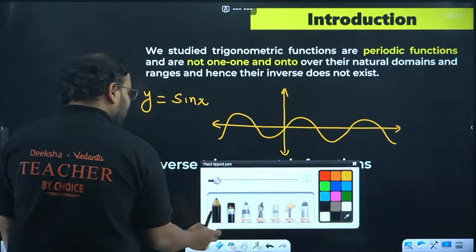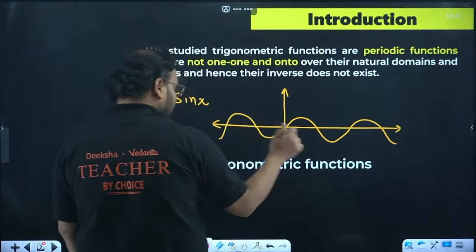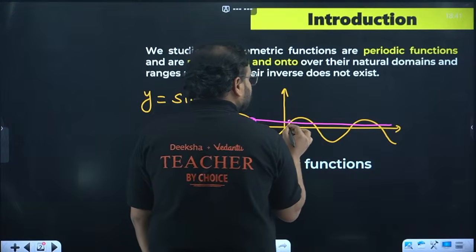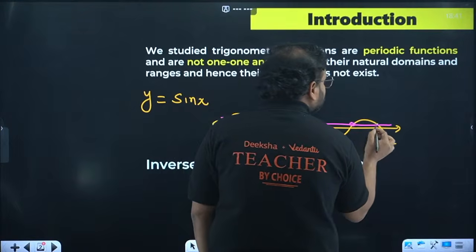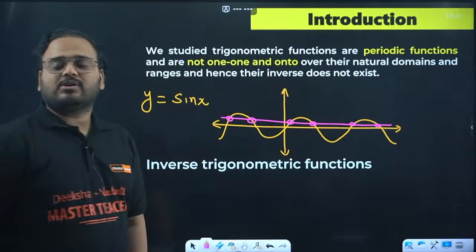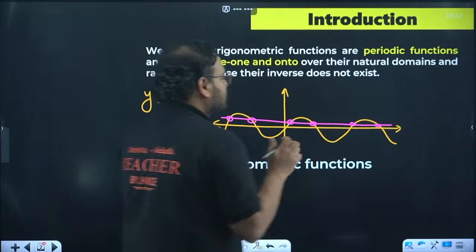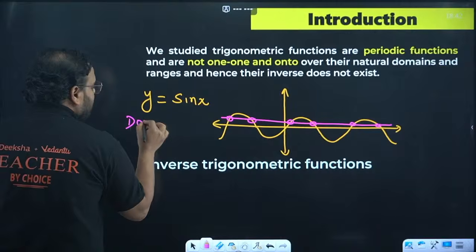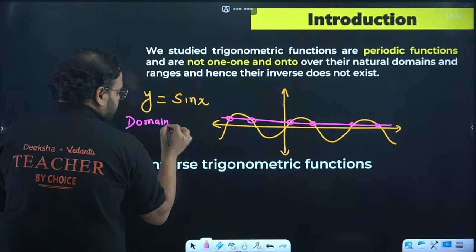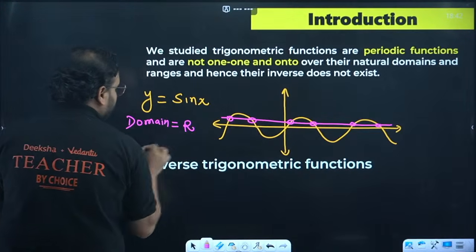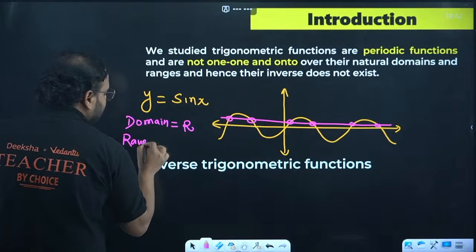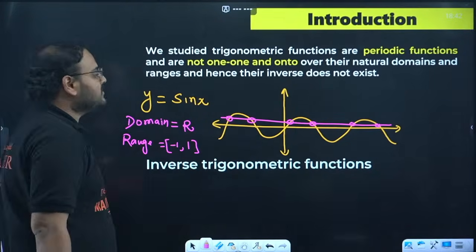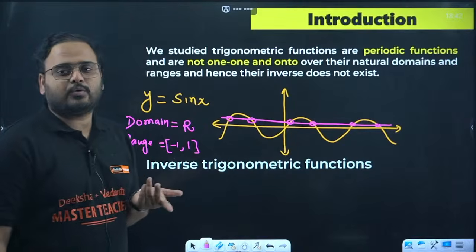If I draw a straight line parallel to the x-axis, I'm getting an infinite number of intersections, because this graph will stretch to both the sides. So if you look at this graph right now, what is my domain, guys? My domain is all real numbers, and my range is very clear and easy, -1 to 1.